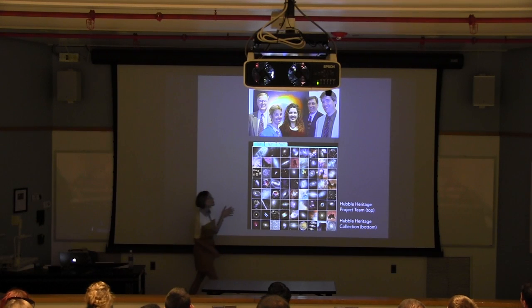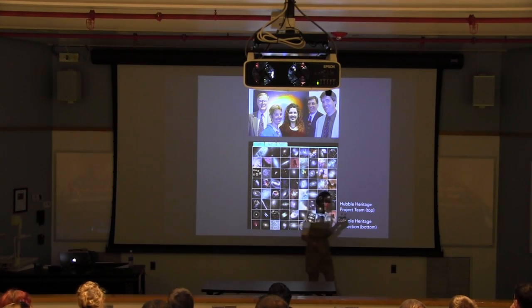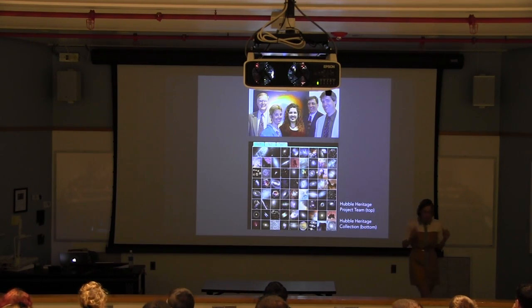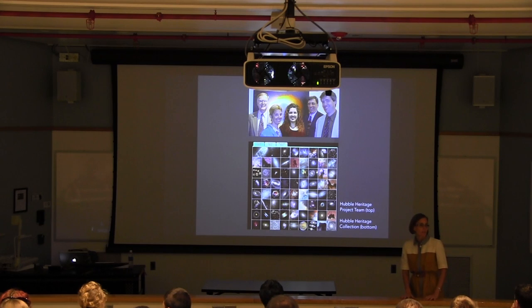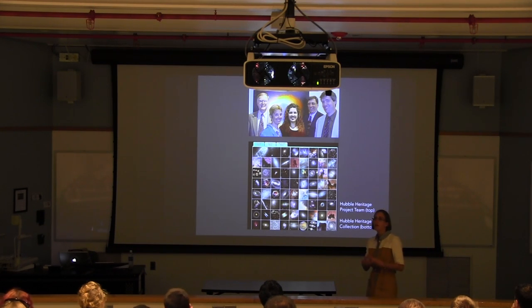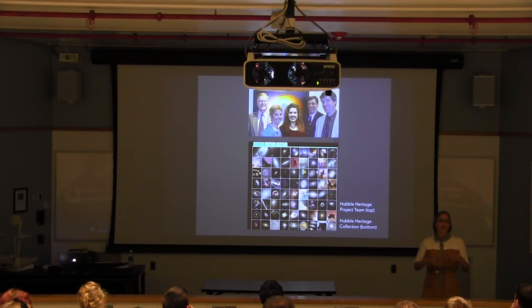So it inspired this group of astronomers and image specialists who work at the Space Telescope Science Institute, which is a research center at Johns Hopkins that's in charge of all the daily operations of the telescope. And it's also the place that houses a lot of astronomers who are doing research. So a group of them got together and said, how can we ensure that there is a regular release of these aesthetically developed images?